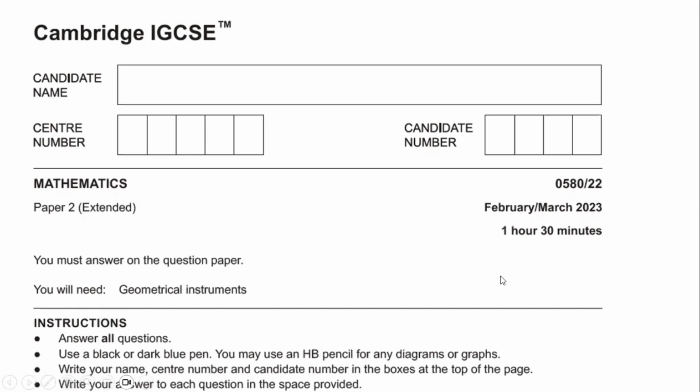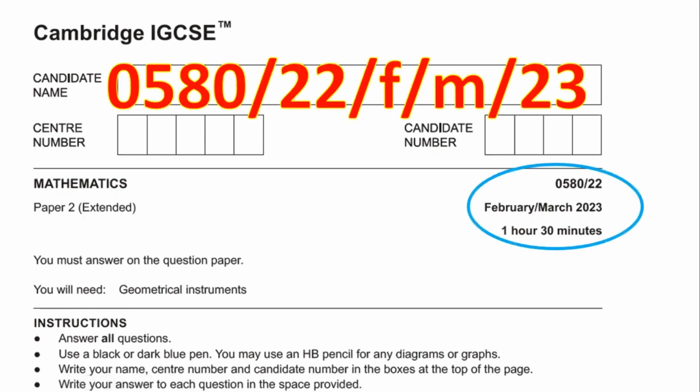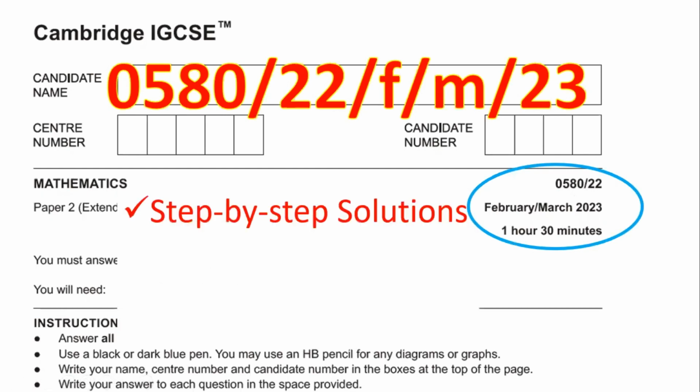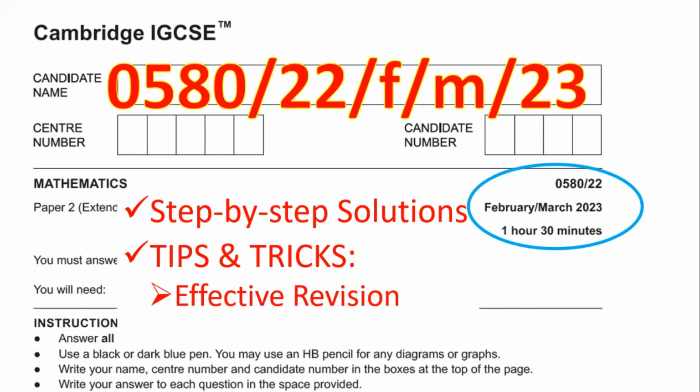Hi, in this video, we are going to discuss Cambridge IGCSE Math Code 0580, Paper 2 Extended, Variant 22, February-March 2023. As we navigate through the paper, I will not only guide you through the step-by-step solution, but also provide tips and tricks for effective revision and answering strategies.